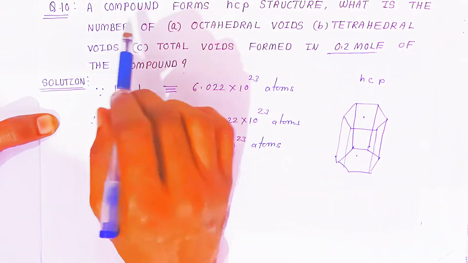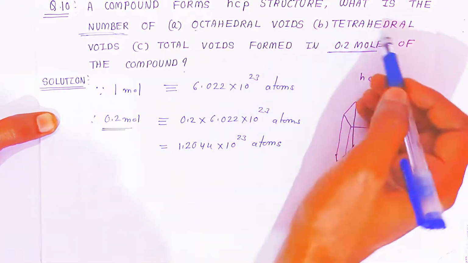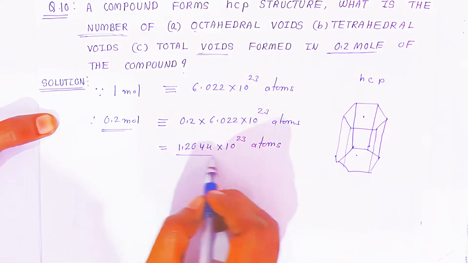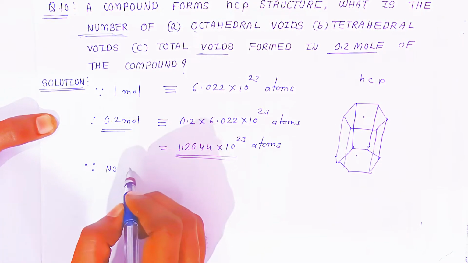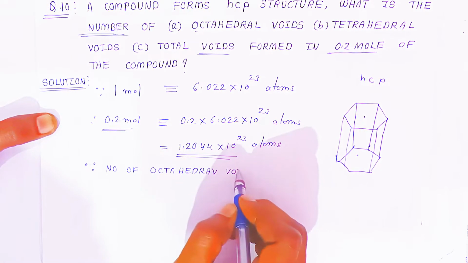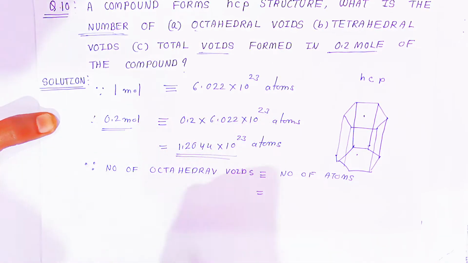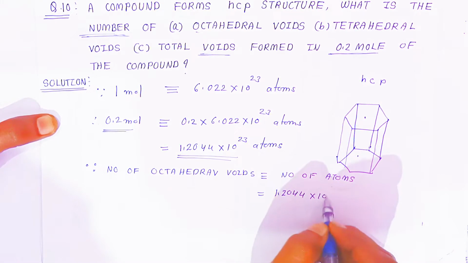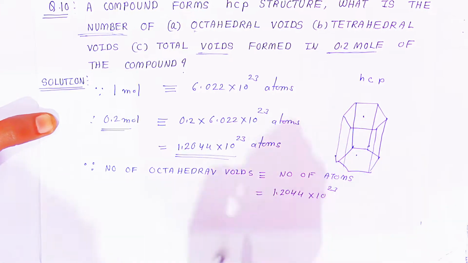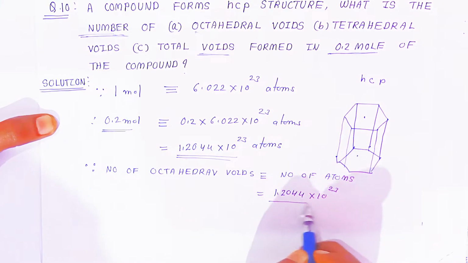Now, students, the question is asking about a compound forming SCP structure. What is the number of octahedral voids, tetrahedral voids, and total voids formed in 0.2 mole of compound? Now, you know 0.2 mole corresponds to this number of atoms. Since, students, you know the number of octahedral voids is always equal to the number of atoms, here we have got 1.2044 × 10^23. So this way, students, you got the answer. Number of octahedral voids always corresponds to number of atoms. Here 0.2 mole corresponds to 1.2044 × 10^23 atoms. So this much amount of octahedral voids are present.